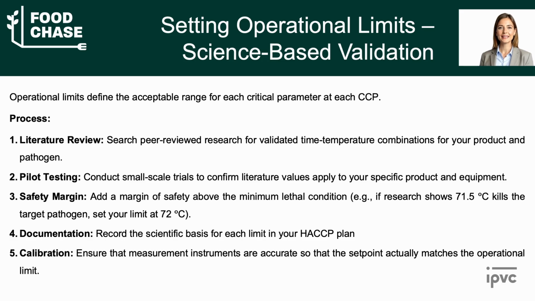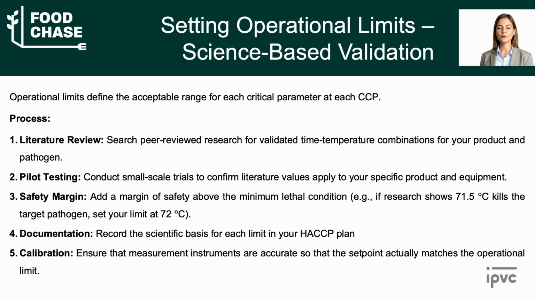The starting point is usually literature, peer-reviewed research on the thermal inactivation of target pathogens in your product. For example, research might show that E. coli is inactivated at 71.7 degrees Celsius for 1 second in orange juice. But you do not set your limit at exactly that temperature because there is measurement uncertainty. So you add a safety margin, perhaps 0.3 degrees, and set your operational limit at 72 degrees.